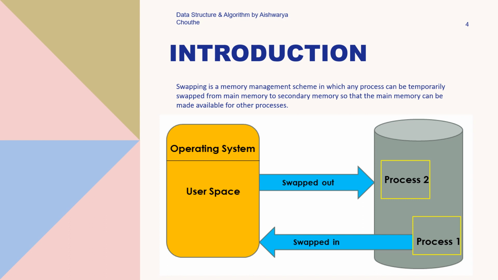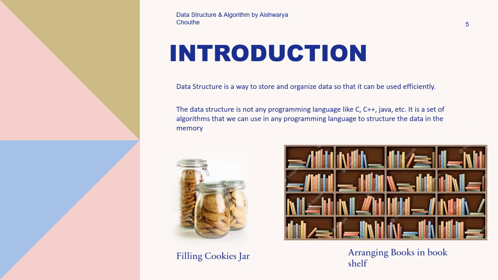Now, you will ask me, where is the data structure here, right? To store programs in the memory in an efficient manner, we require the data structure, so that the processes are stored efficiently in the memory. A data structure is nothing but a way to structure the data in the memory. You can see these two pictures: cookies filled in a jar and books arranged in a bookshelf. We can assume that this jar and this shelf are the memory of the computer.